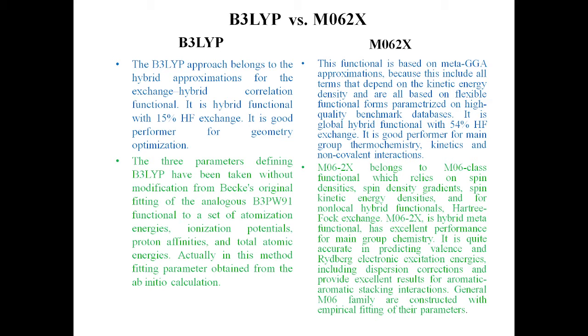There are two most important hybrid DFT methods. One is B3LYP, another is M062X. Here is the comparison between these. The B3LYP approach belongs to the hybrid approximation for the exchange and correlation functional. It is a hybrid functional with 15% exact exchange. It is a good performer for geometry optimization.